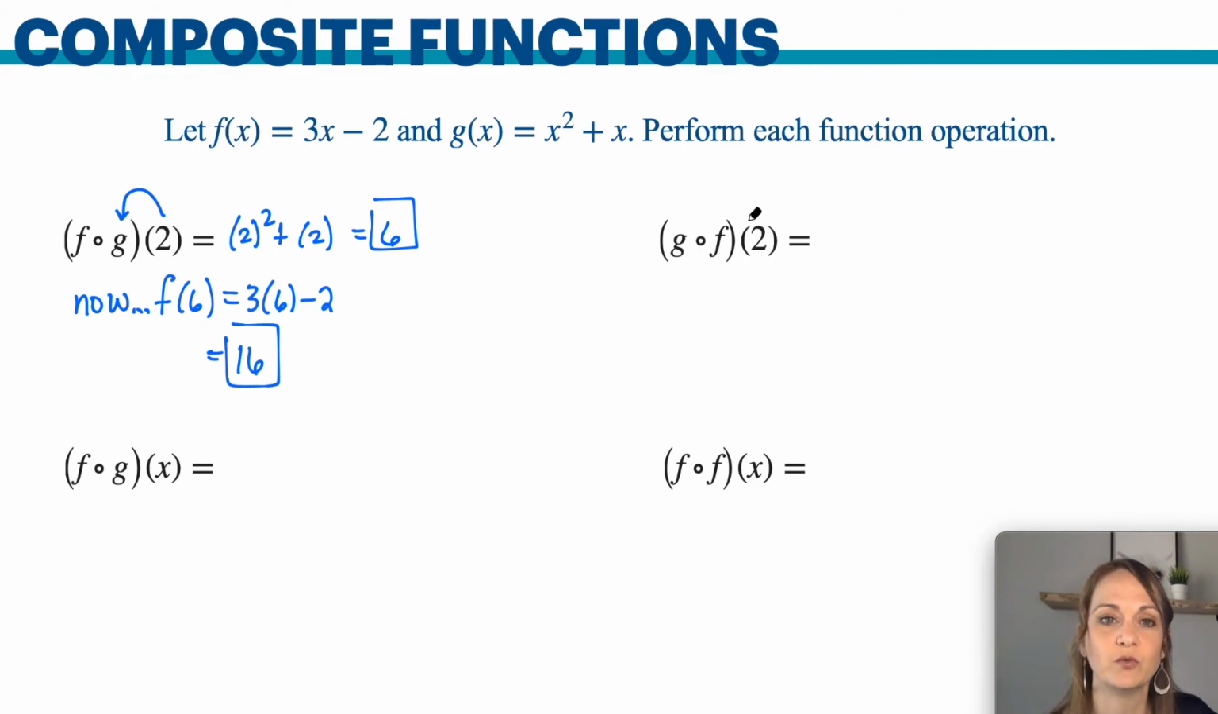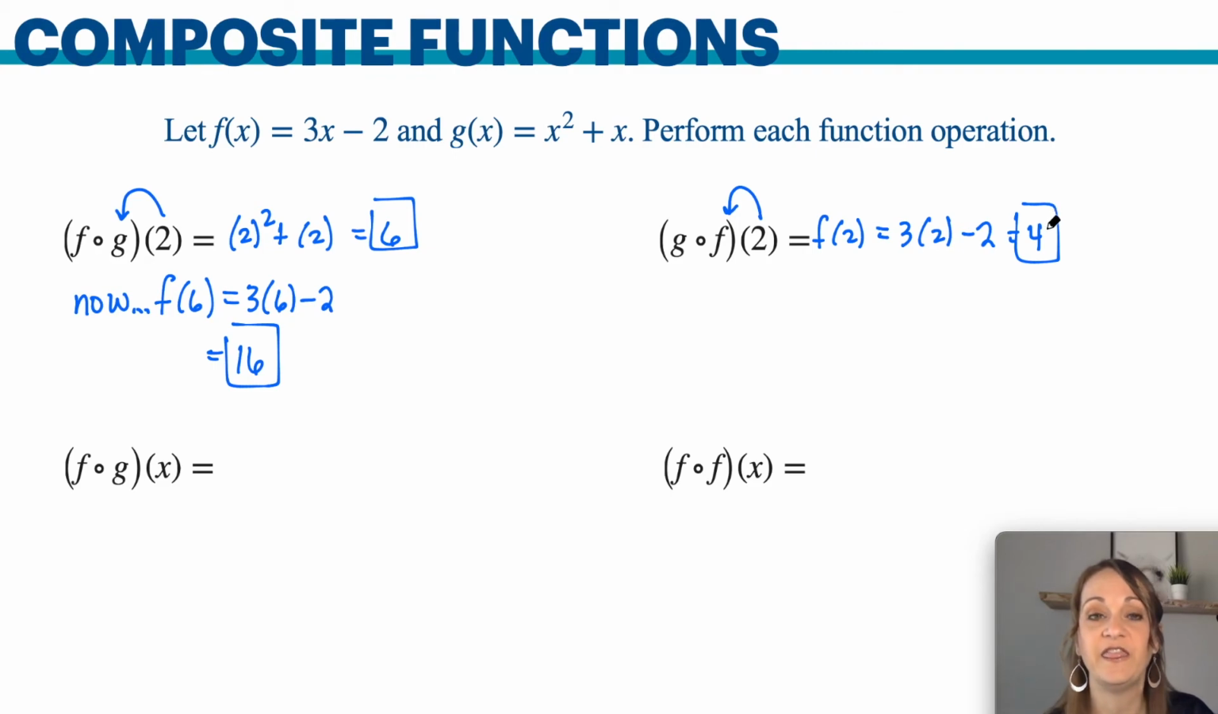Now let's do it backwards. We are going to plug 2 into f first. So f of 2 is going to give me 3 times 2 minus 2. 3 times 2 is 6, and 6 minus 2 is 4. This answer, the 4, is what gets plugged into g. So now you want to know g of 4. You don't want g of 2, you actually want g of 4. So you take the 4 and plug it into g. 4 squared is 16, and 16 plus 4 is 20.